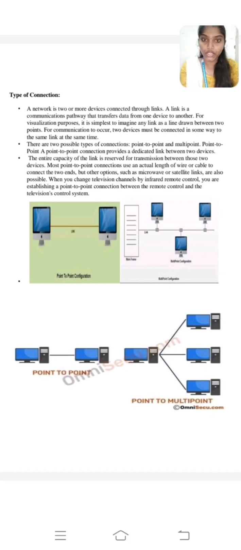Most point-to-point connections use an actual length of wire or cable to connect the two ends. When you change television channels by infrared remote control, you are establishing a point-to-point connection between the remote control and the television's control system. Types of connections are two: point to point and point to multipoint. Point to point is one network connected to another network, and point to multipoint is one network connected to a number of networks, like one, two, three, so many networks.